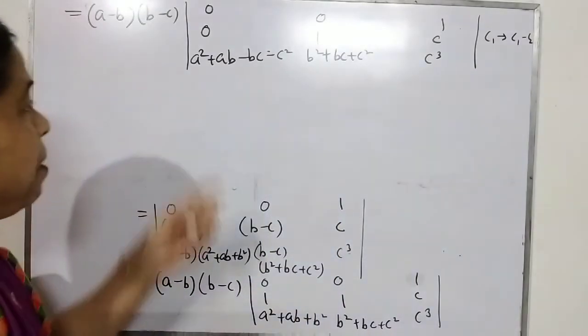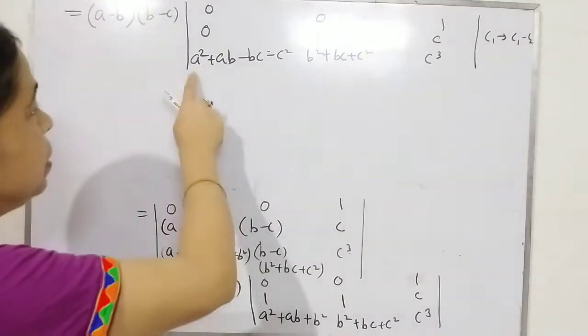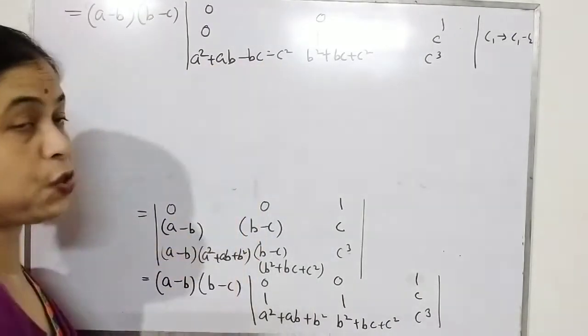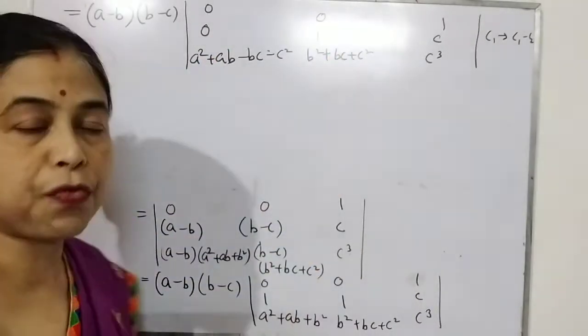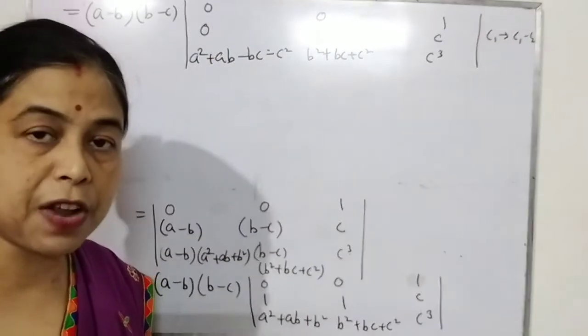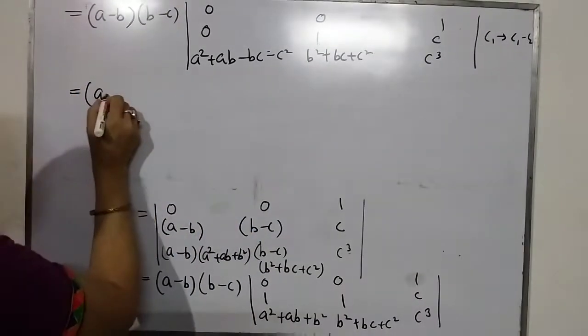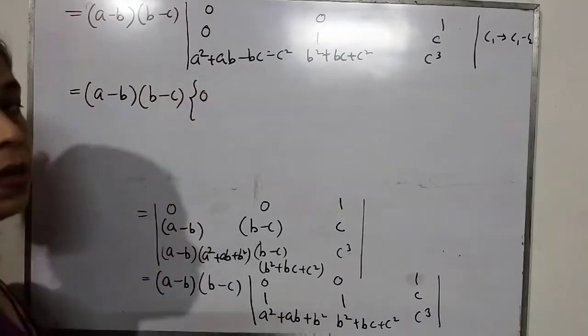If you want, you can simplify this; it can be factorized. You have a square plus ab minus bc minus c square. You can simplify if you want, or otherwise, as we have got 2 zeros out of 3, we can expand, and after expansion we can also factorize it. So let us first expand.